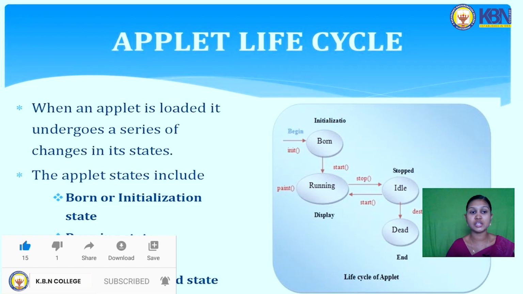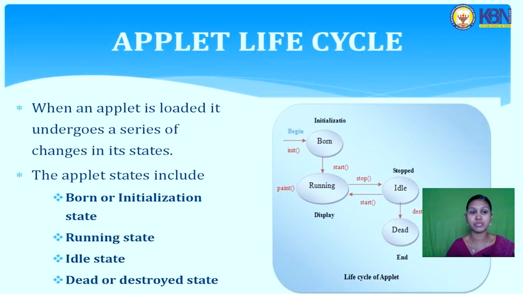Wherever the init method is there, the applet is in the beginning state. The start method means the program will be running. The stop method means the program will be idle, meaning that method is stopped. Where we have to destroy the application, you can use the destroy method. The applet goes through these states: init, start, stop, paint and destroy.